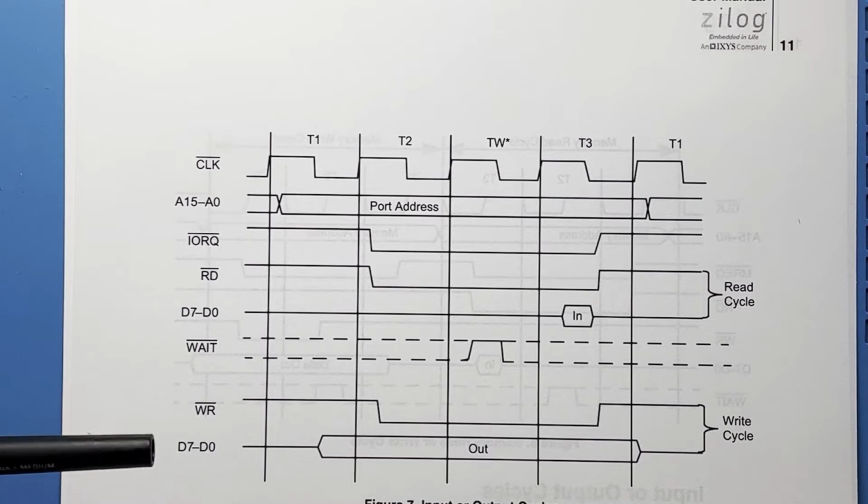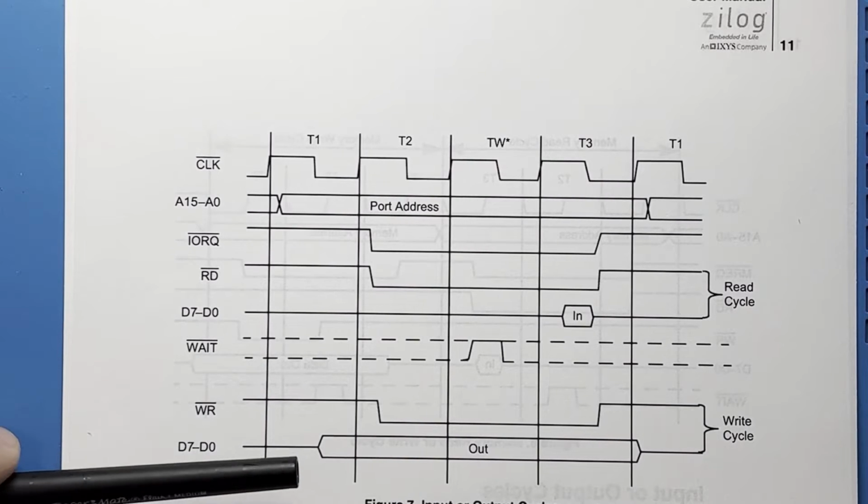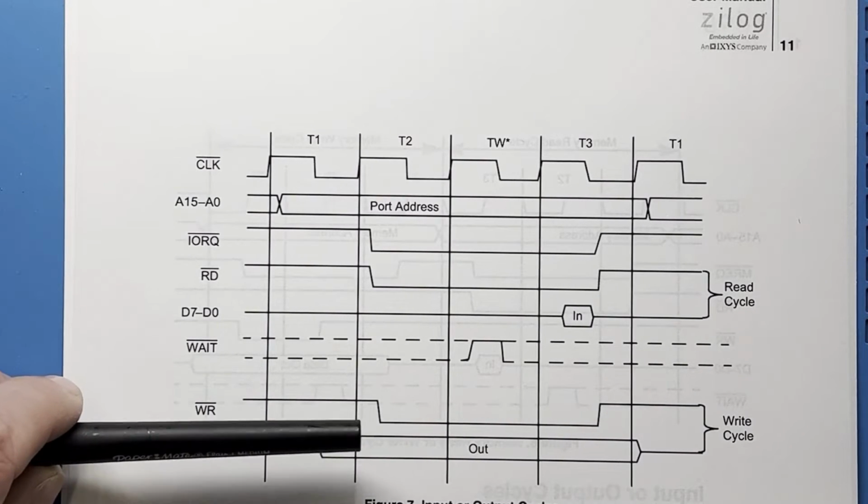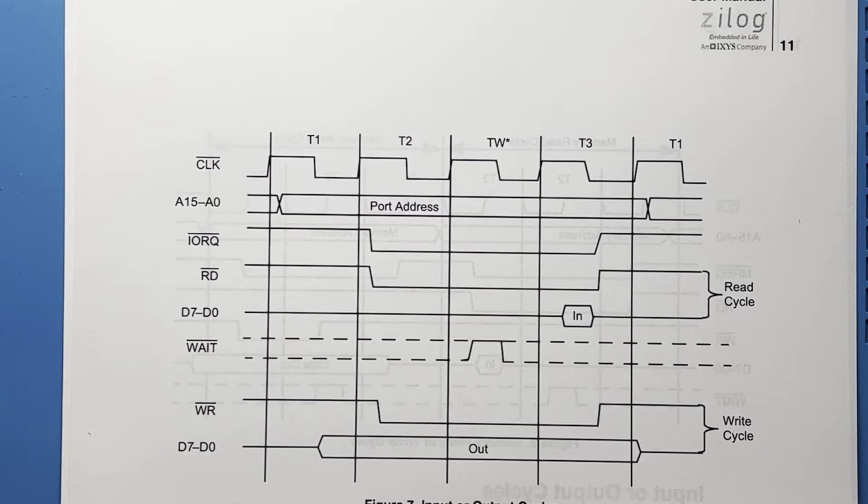And when the CPU needs to write data to the I/O, the address is written to the lower half of the address bus, and the data is placed on the data bus, and the I/O request and the write pins are pulled low. As with the memory request, the device needs to make sure that the M1 pin is not low, as that is used with the interrupt process.